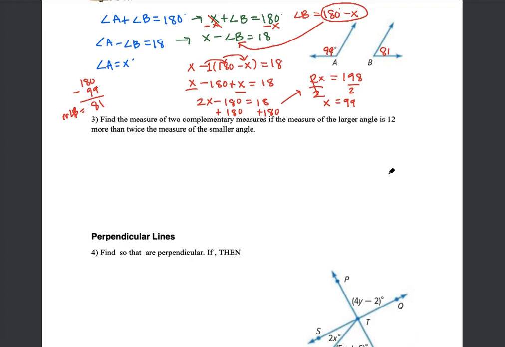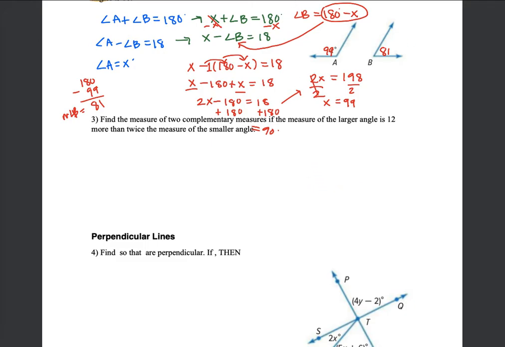Number 3, find the measure of two complementary measures if the measure of the larger angle is 12 more than twice the measure of the smaller angle. Holy goodness, I don't know. So I like to draw pictures, right? It says find the measure of two complementary measures. What does complementary mean? Complementary means 90 degrees. Complementary means 90, supplementary means 180.